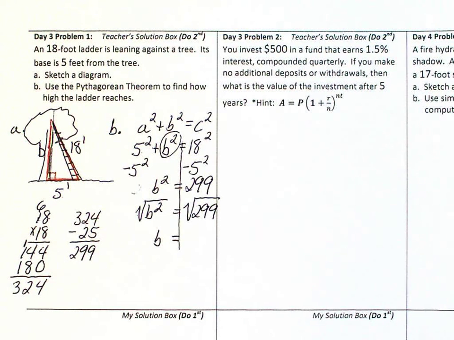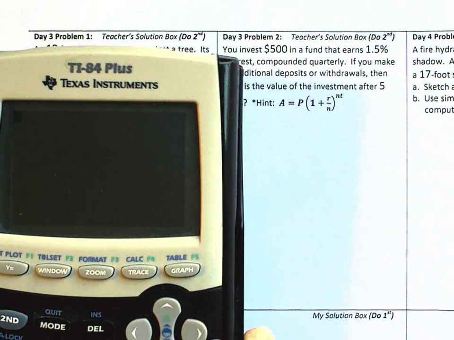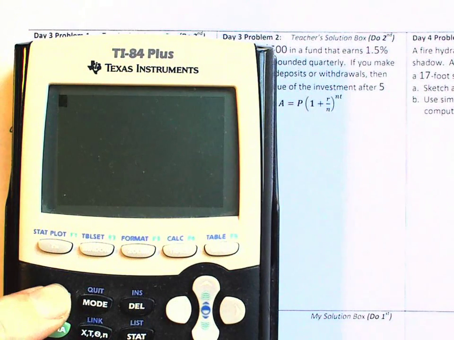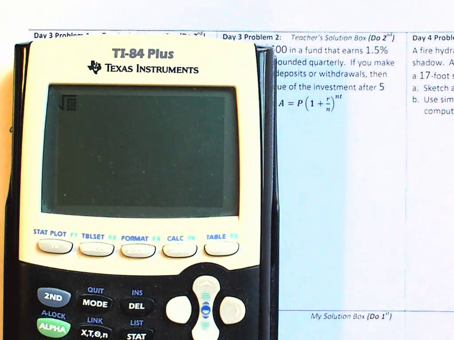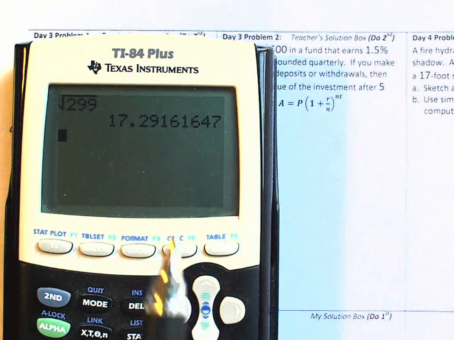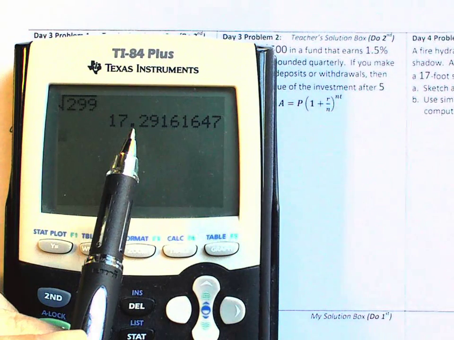Okay. We can figure this out on the calculator just to save time. And so here on the calculator, square root 299. Enter. That's 17.2916, etc. Now let's just round off to one decimal place.